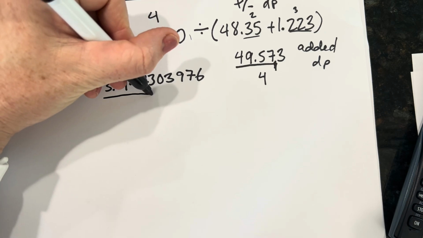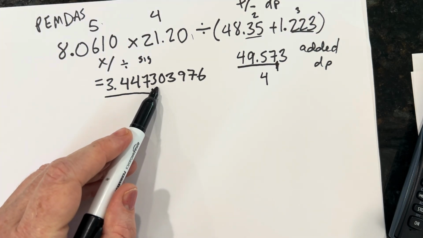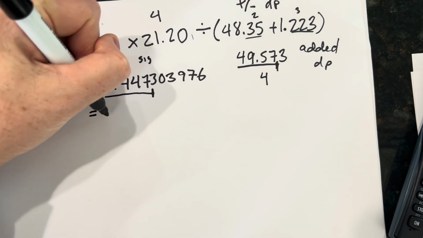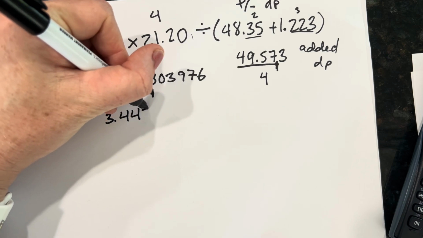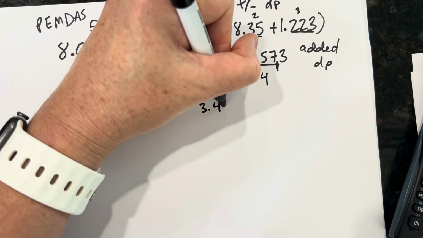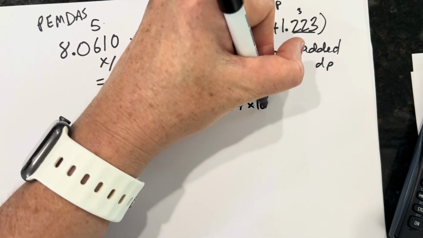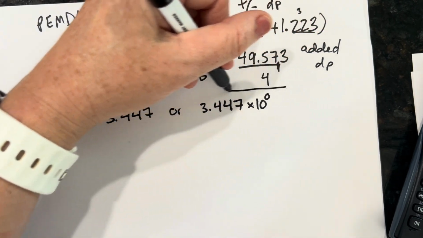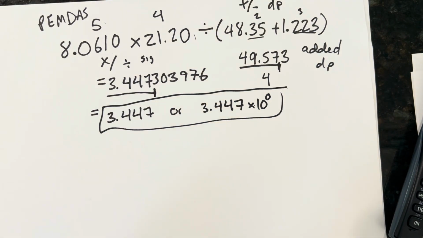We underline through those 4. Is that 5 or greater? It's not, so we get rid of it. Our answer is 3.447, or you could write 3.447 times 10 to the 0 if you want it to be in scientific notation. Both of those answers are correct.